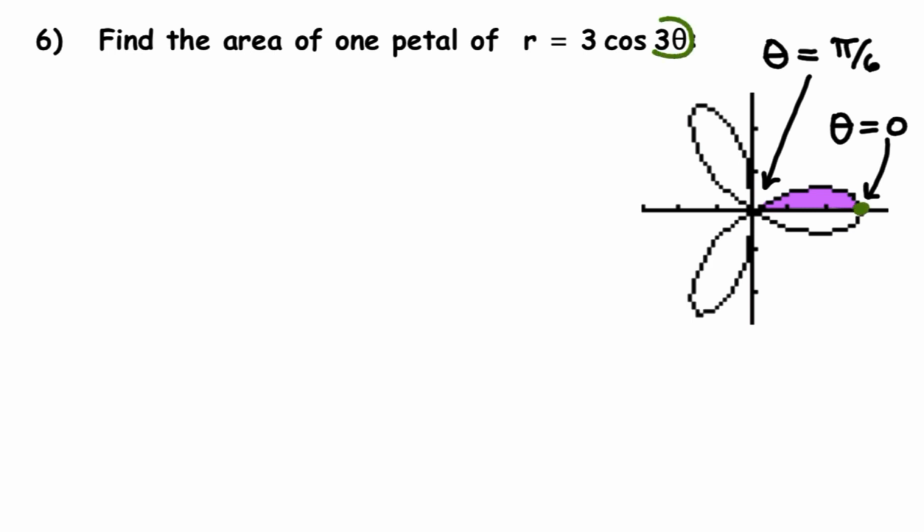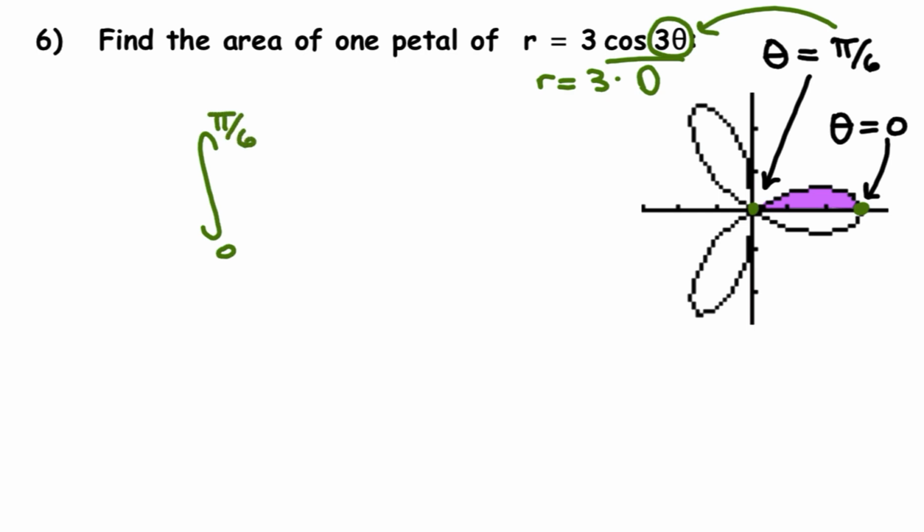If I make theta equal to 0, I get 3 cosine of 0, which of course is 1, and so the radius becomes 3, which is exactly where my green dot is. If theta is pi over 6, and the pi over 6 is put in, I get 3 cosine of pi over 2, and of course cosine of pi over 2 is 0. That shrinks the radius down to 0 and puts me at the origin. So I realize that my area I can attain if I just go from 0 to pi over 6.